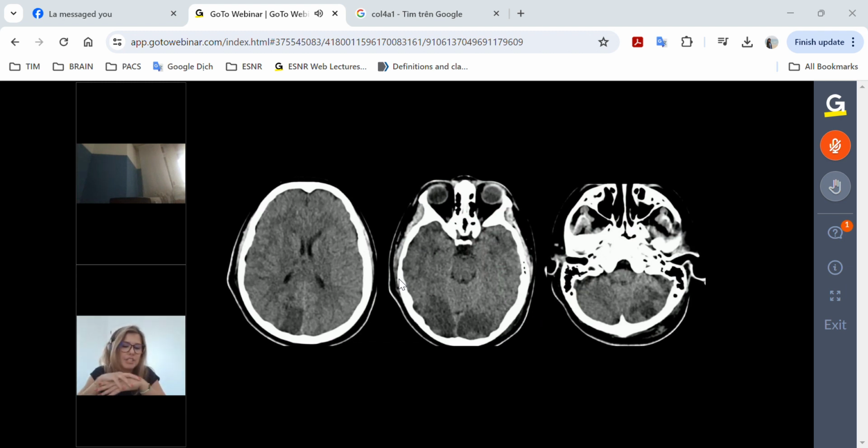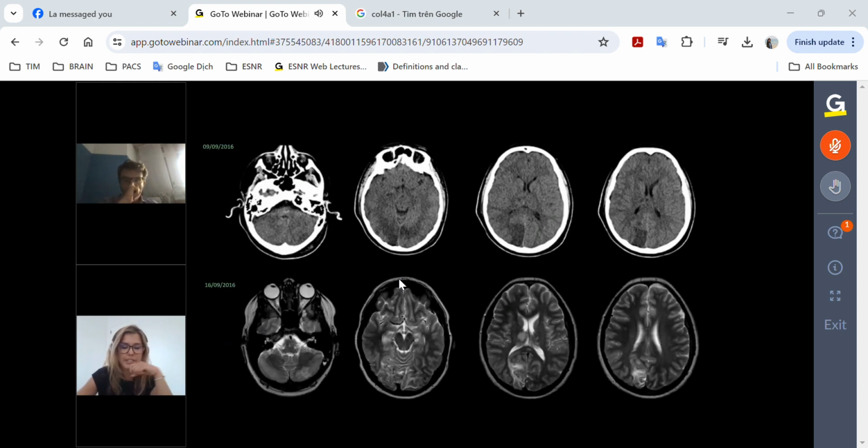So here are the images where you can see that there are multifocal hypodensities in the posterior vascular territory of the supra- and infratentorial regions. So he had an ischemic stroke because he embolized from the dissection.